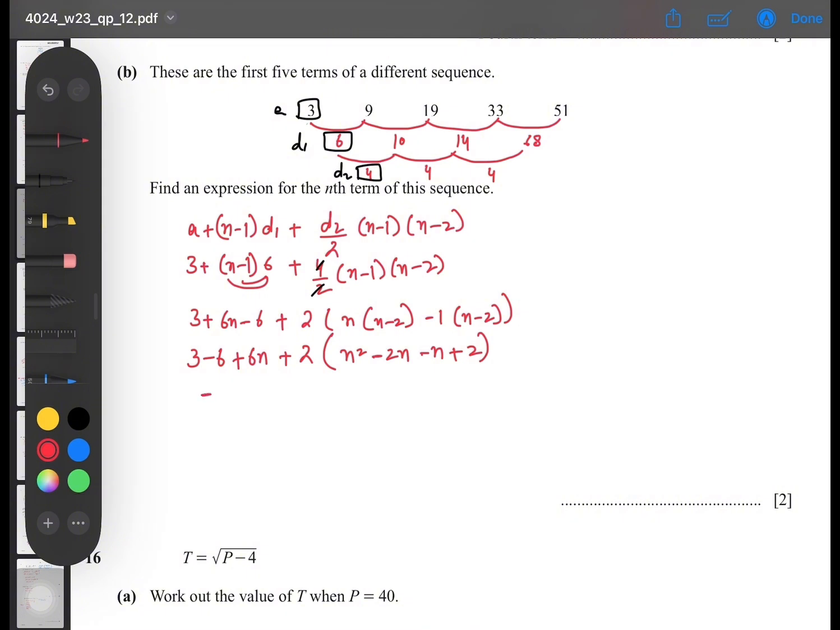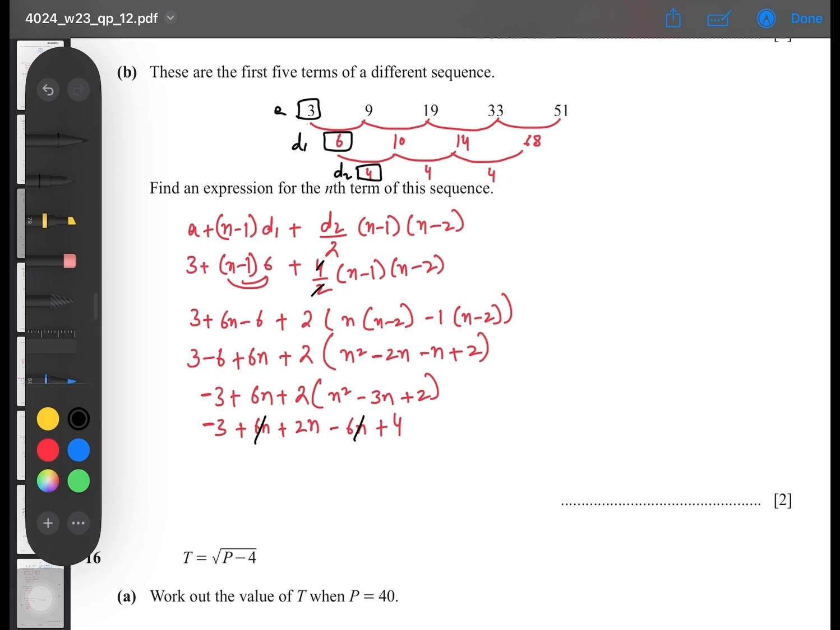So I will solve it. 3 minus 6, this is the like term. So 3 minus 6 is minus 3, plus 6n, plus 2 into n square minus 3n plus 2. After opening the bracket, I'll get plus 2n square minus 6n plus 4. So plus 6n and minus 6n will cancel out.